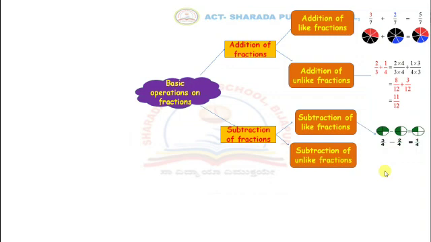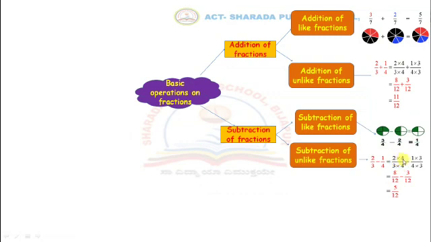Subtraction of unlike fractions. Some rules are there to subtract unlike fractions. First, we have to convert the unlike fractions into like fractions. We have to take the LCM of the denominators. We have to make the equivalent fractions. 2 by 3 minus 1 by 4. I have to take the LCM of 3 and 4. 12 is the LCM of 3 and 4. 2 by 3. How do I get 12 from 3? I have to multiply 3 by 4. That same number I am multiplying to the numerator.